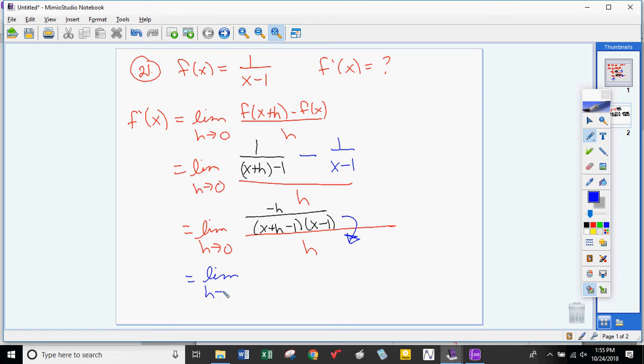So my limit becomes negative h over h, or the opposite of h, times 1 over x plus h minus 1 times x minus 1. Now these h's will cancel. So those cancel out.